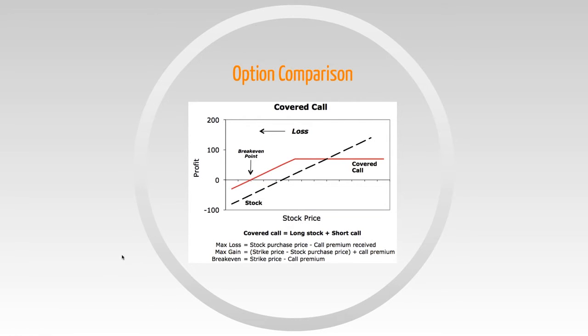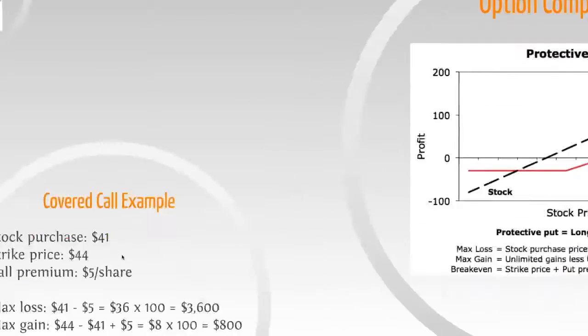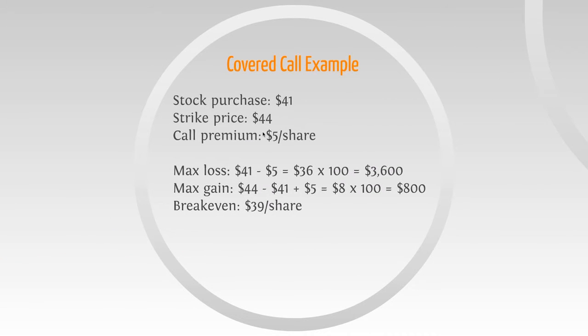So this is our visual graph of what's going on. And again, let's look at the numbers behind it. We have our same strike, 44, and call of $5. In this case, our maximum loss is if the stock goes down to zero. Now, if we had just bought the shares and the stock had gone down to zero, we would have lost $4,100. But since we sold a call option, we got $500 of that back, so that our total loss only ends up being $3,600.